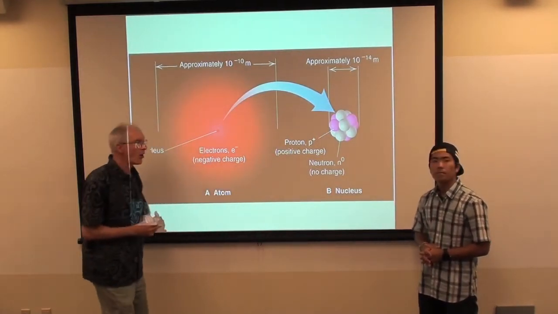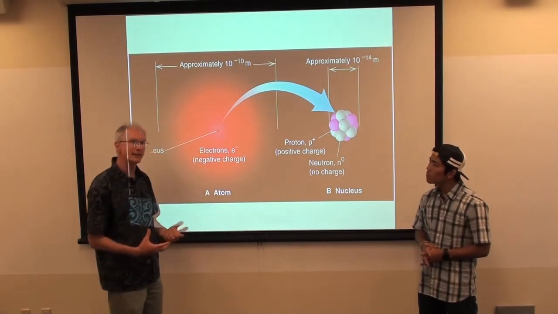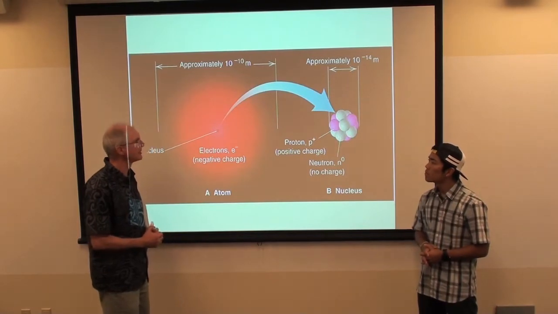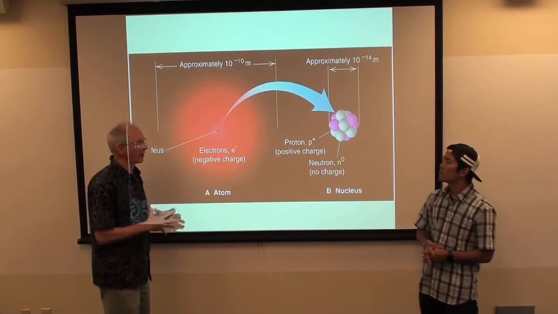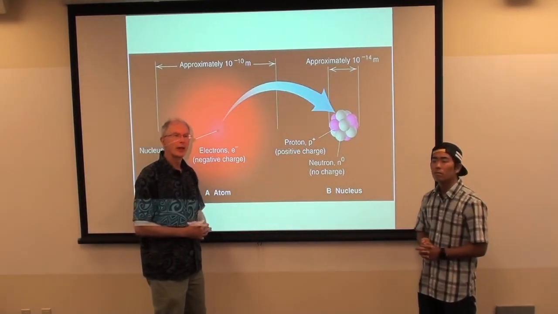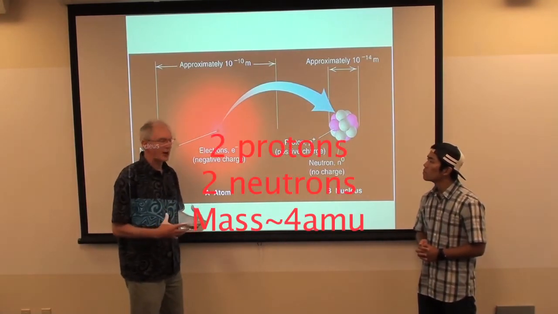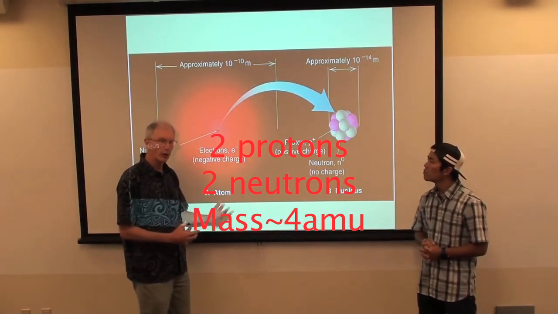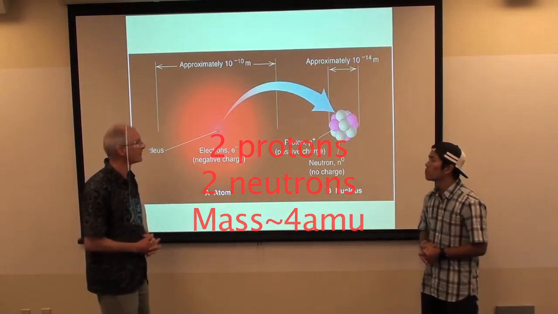But helium also has neutrons in the nucleus, and that adds mass to the atom, but doesn't really change it other than that. Helium has one form that has 2 protons and 2 neutrons in the nucleus. To get the total mass, you have to add those up: 2 protons, 2 neutrons, 4 particles in the nucleus, so it has a mass of approximately 4.